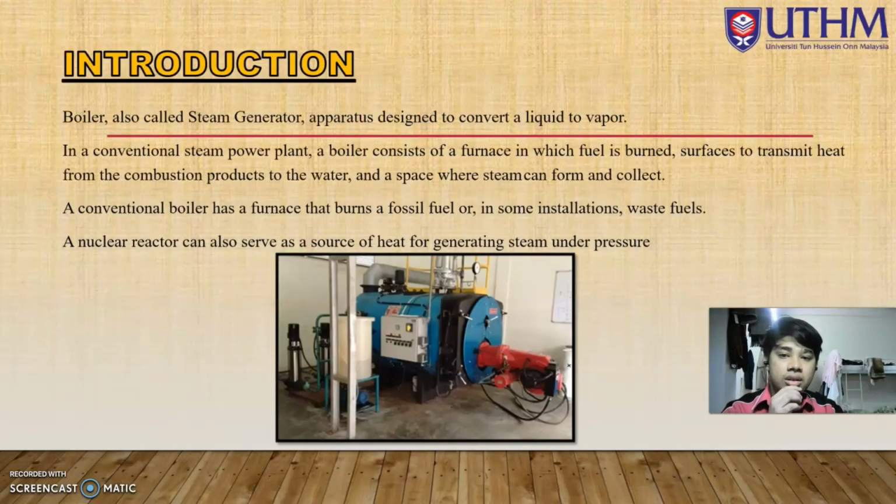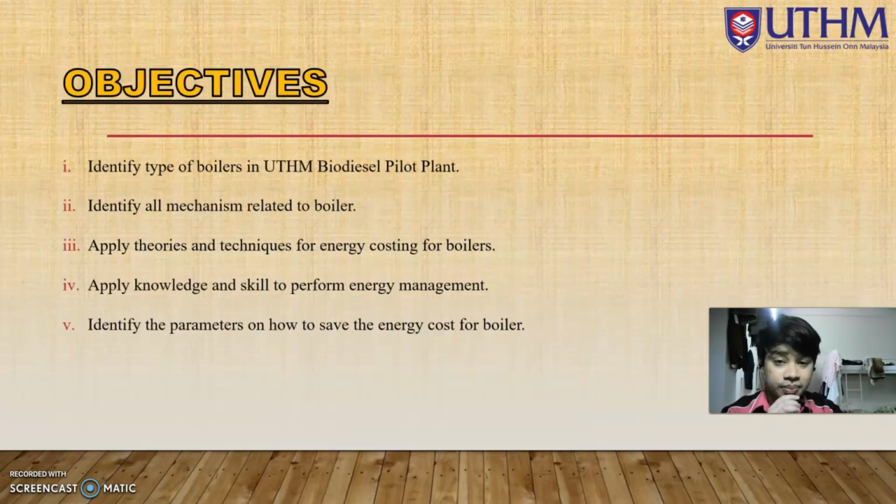Now I would like to present about the practice of plant energy efficiency for the boiler. For the introduction, a boiler, also called a steam generator, is an apparatus designed to convert a liquid to vapor. In a conventional steam boiler in a steam power plant, a boiler consists of a furnace in which fuel is burned, a surface to transmit heat from the combustion products to the water, and a space where the steam is formed and collected. A conventional boiler has a furnace that burns a fossil fuel. A nuclear reactor can also serve as a source of heat for generating steam under pressure.